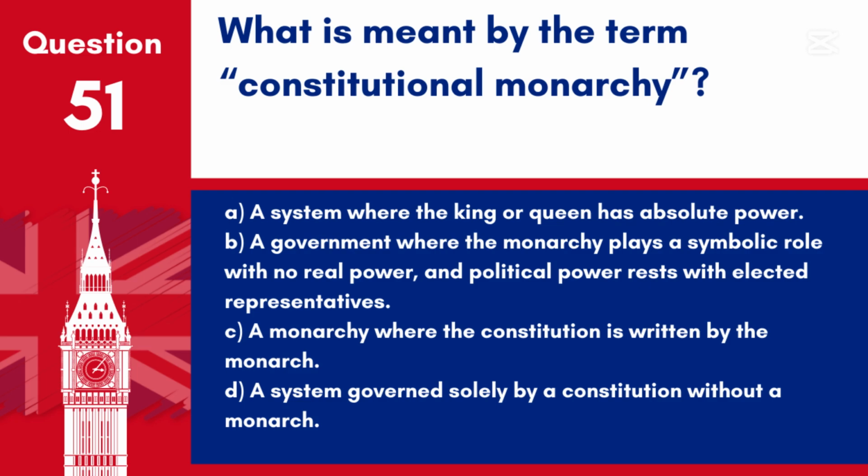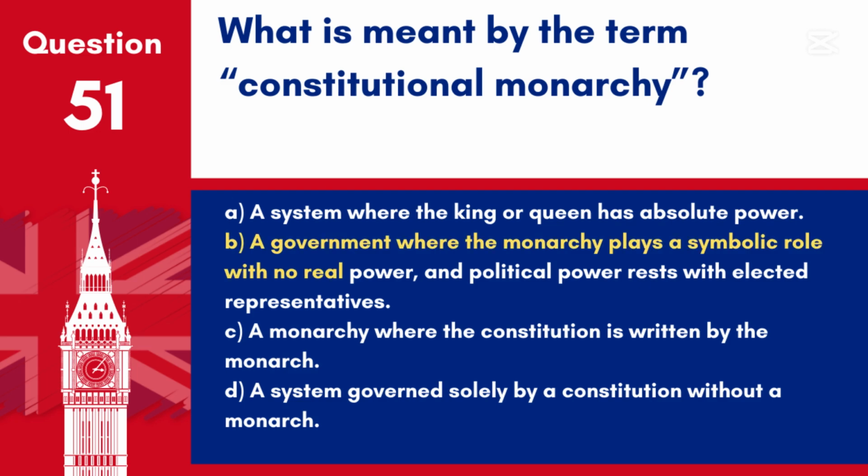A. A system where the king or queen has absolute power. B. A government where the monarchy plays a symbolic role with no real power and political power rests with elected representatives. C. A monarchy where the constitution is written by the monarch. D. A system governed solely by a constitution without a monarch.